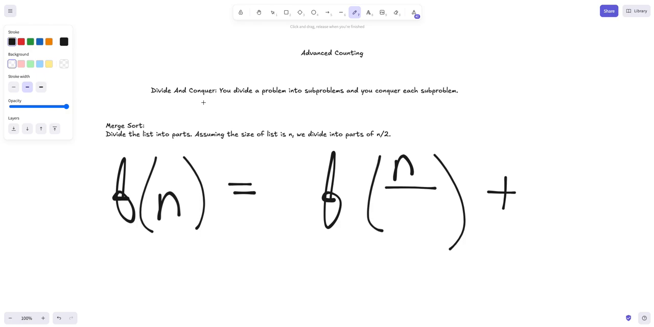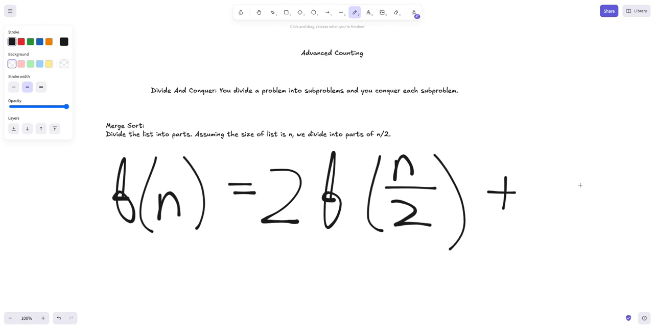As we learned in the previous lecture, the form of a divide and conquer algorithm looks something like this, minus the constants. So we're going to try and fill in the constants over here. We see that we're dividing the list into parts of n over 2, so the size of the divided list is n over 2. And since we're dividing it into two halves, we're going to be considering two separate lists, so we're going to need to multiply this equation by 2.